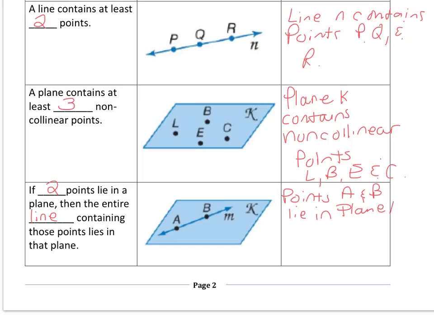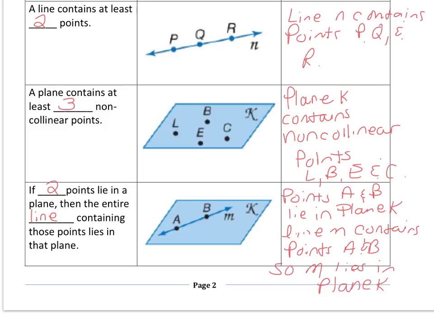And line M contains those points A and B. Therefore, that line M lies in plane K. Okay.